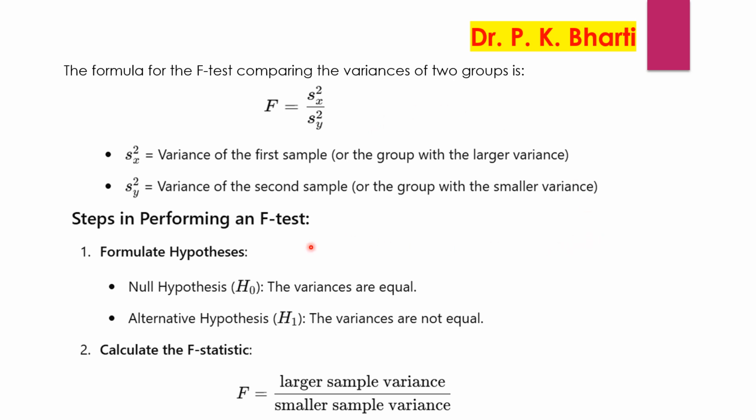Now we will see what are the steps used to perform F-test. As we have seen in t-test, the first step is formulate hypothesis. So we formulate null hypothesis and alternate hypothesis. In null hypothesis, we can say that variances are equal. In alternate hypothesis, we can say variances are not equal. Then we calculate F statistic, and the relation for the same is F equal to Sx square upon Sy square, or the larger sample variance upon smaller sample variance.